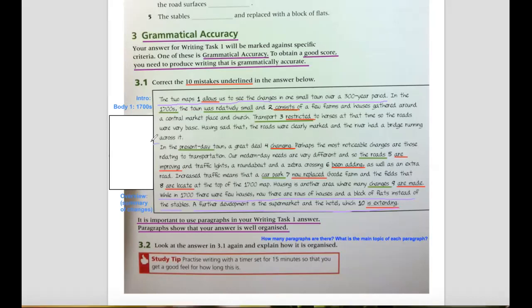Okay, so this leaves the body two paragraph over here. So I'd like you to read it, pause the video, and think about what is the main topic of this body two paragraph.